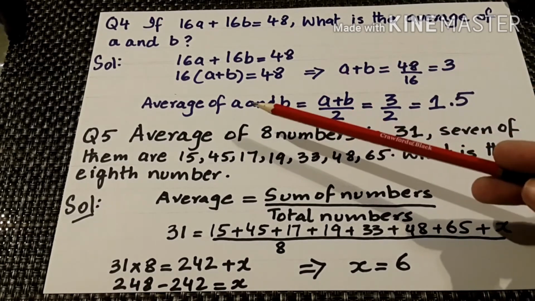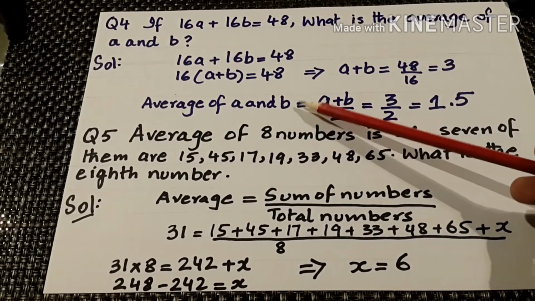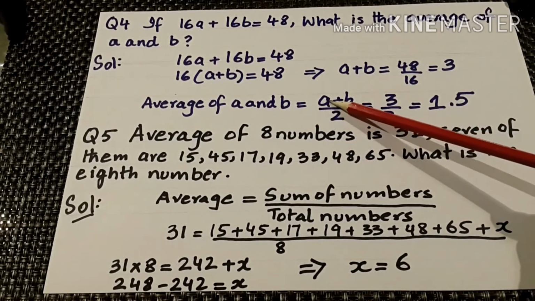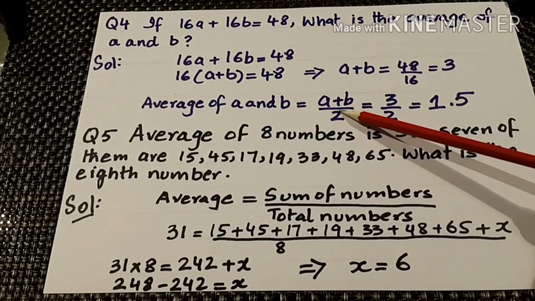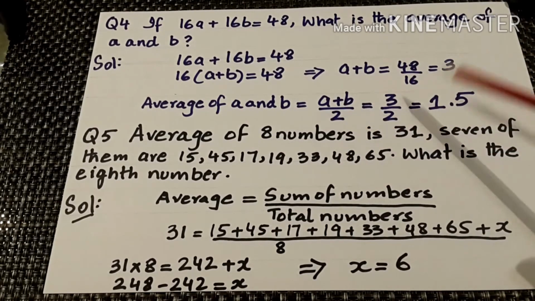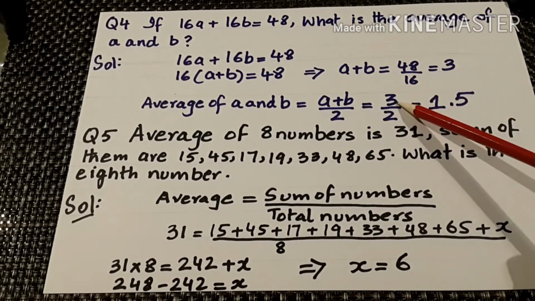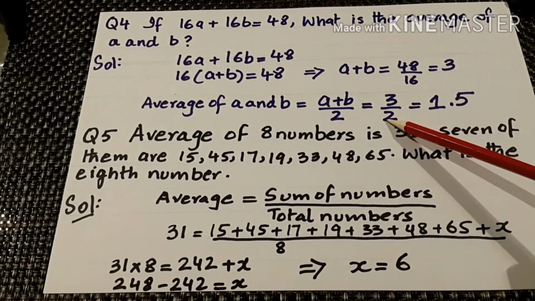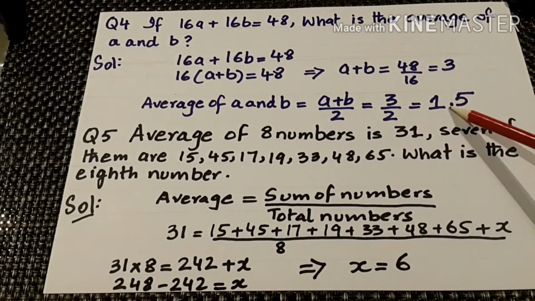Now we have to find the average of a and b. Average of a and b means we add a and b and we divide it by 2. So a plus b, the value we have calculated, that is 3, we substitute here, divided by 2, we get the answer 3 by 2. Hope this is easy for you.